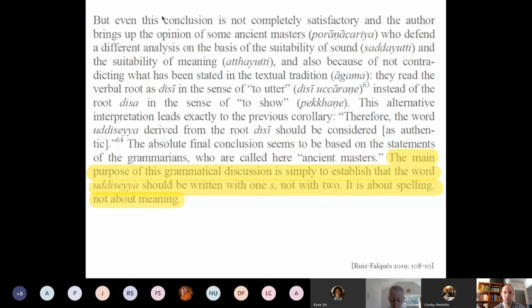And finally, another important point that I want to make, when we are in front of a text that is not a grammatical text, but is using the grammar, like in this case, we may find that the main purpose of the grammatical discussion is simply to establish that a certain word like Uddiseya should be written with one S, and not with two. It's about spelling, not about meaning as we understand it. But if I can put it in this way, there is a purpose in spelling things the right way. So that's what these discussions are about.